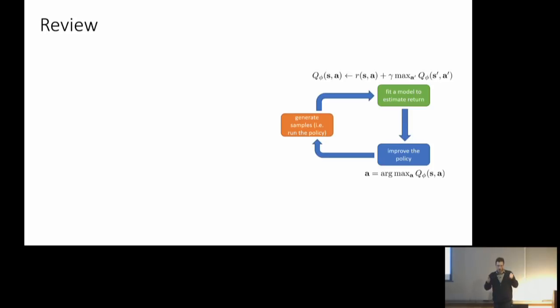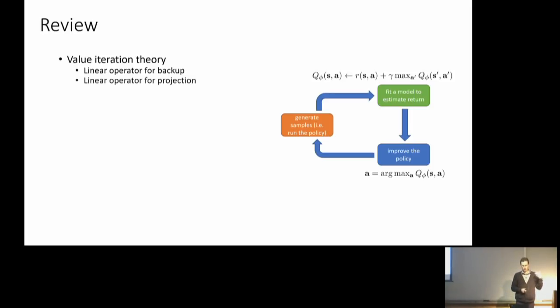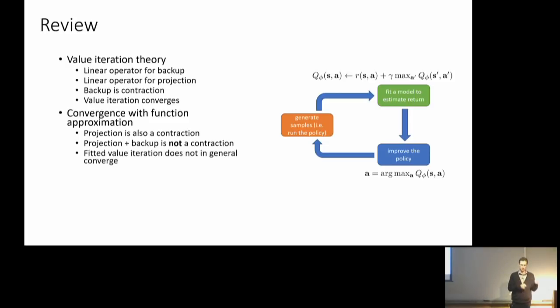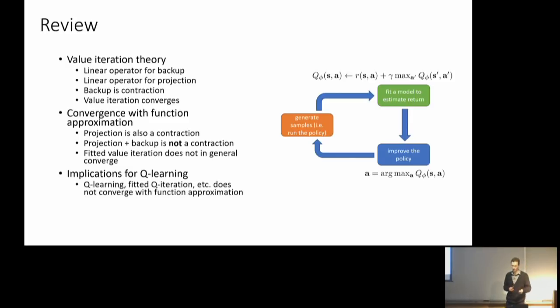Okay, so just to review, we talked about a little bit of theory for value iteration. We talked about the operator for the Bellman backup, the operator for the projection, and how the backup is a contraction in the infinity norm. Value iteration converges because of that. But when we have function approximation, we have this projection operator. The projection operator is also a contraction, but in a different norm. So the projection plus the backup is not a contraction in anything, and fitted value iteration does not in general converge. For Q-learning, same deal. Q-learning, fitted Q-iteration, etc. with function approximation does not in general converge. So that was the sad news.